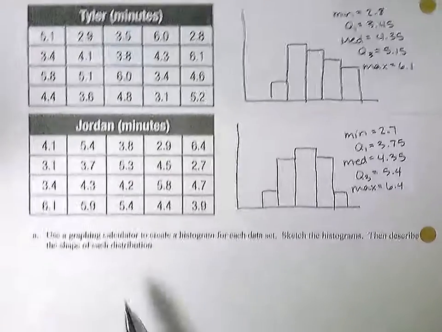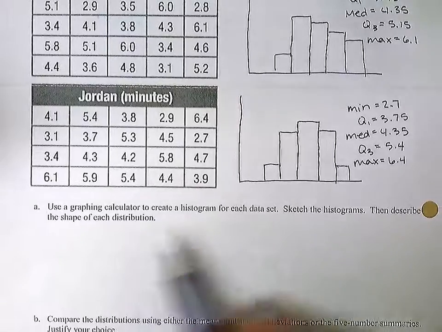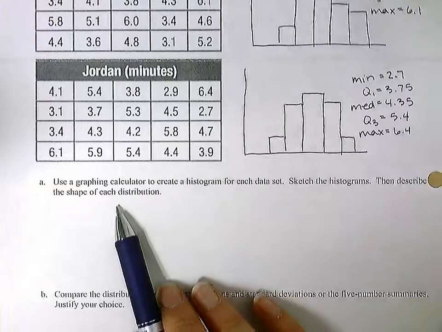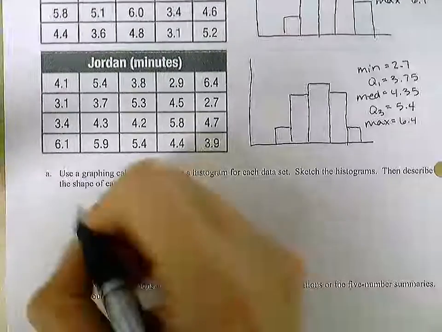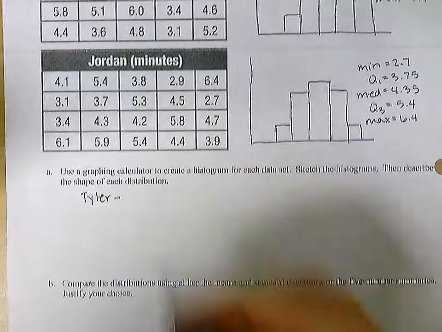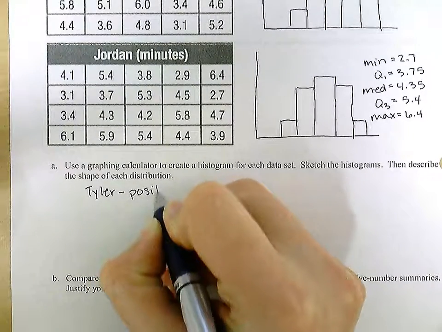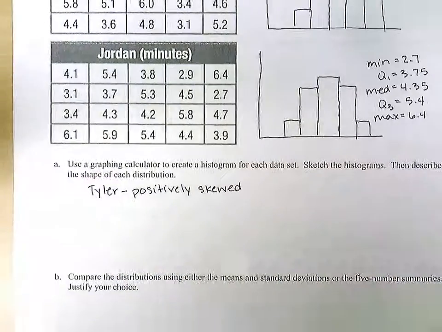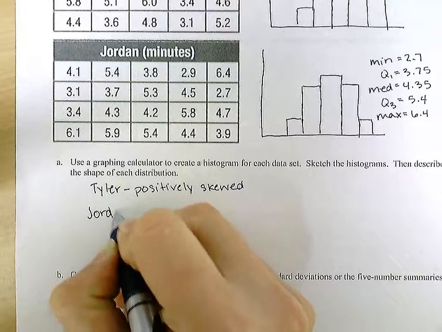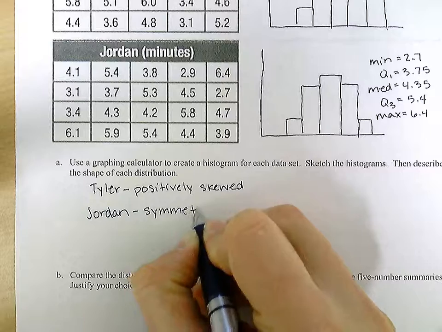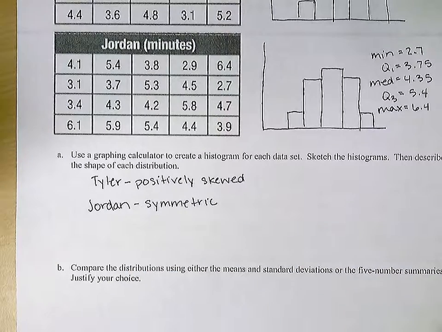All right, so we kind of did letter A to the right here. We just want to describe the shape of each. So we said Tyler's was positively skewed. And what is Jordan's? It is symmetric. Okay, so Jordan's graph was symmetric.